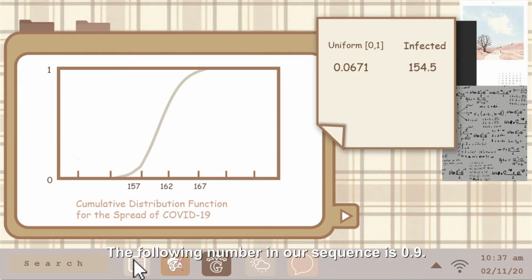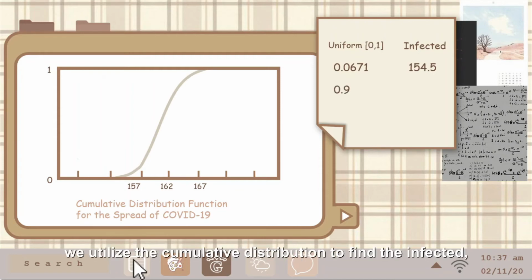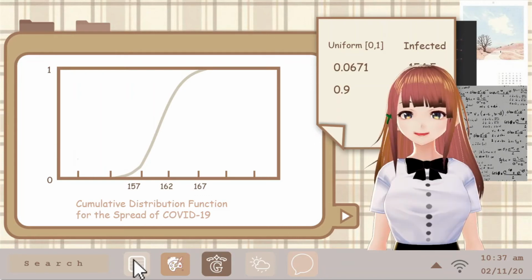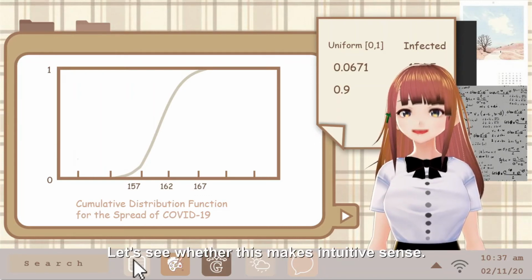The following number in our sequence is 0.9. As a result, we utilize the cumulative distribution to find the infected, such that 90% of Filipinos are sick, and so on, producing a new sequence. Let's see whether this makes intuitive sense.